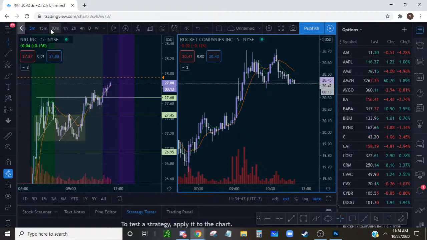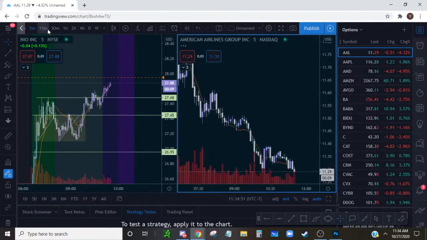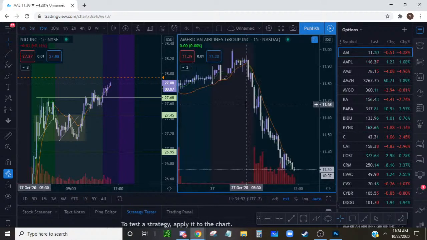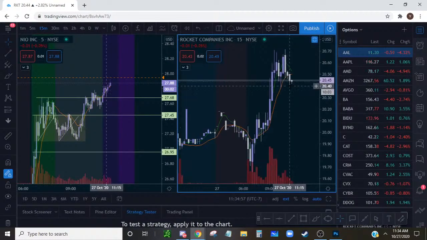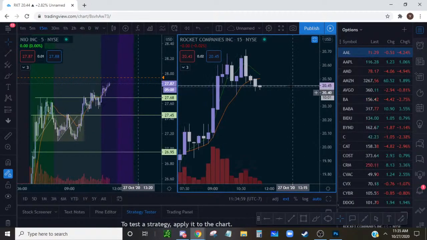Definitely needs to hold that support. How's the 15-minute looking? Where's it at with the TMA? So it's actually trading below that now.